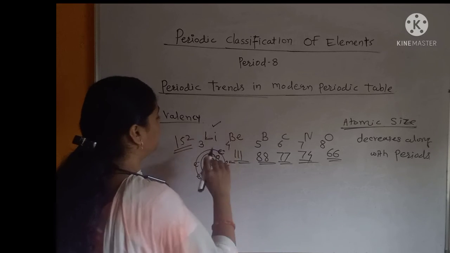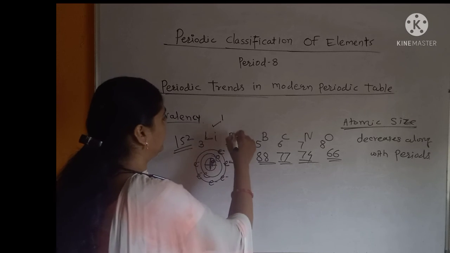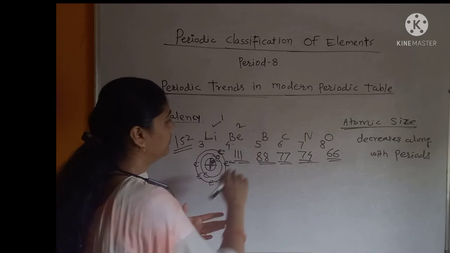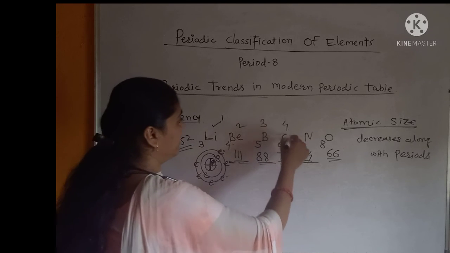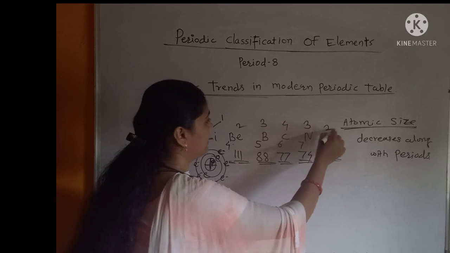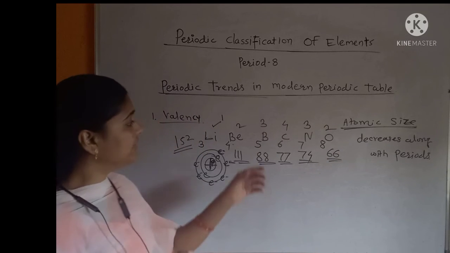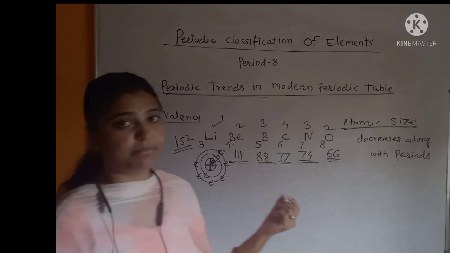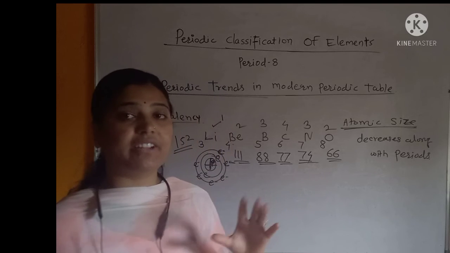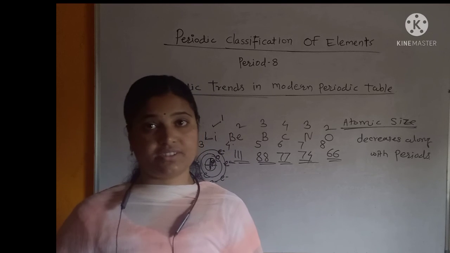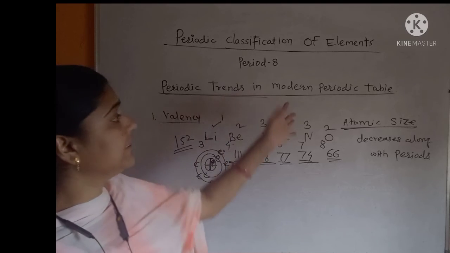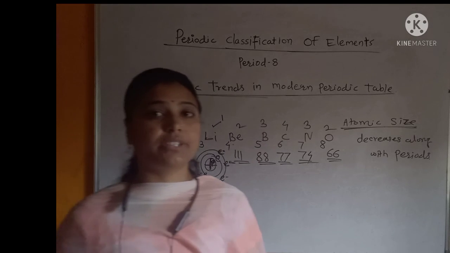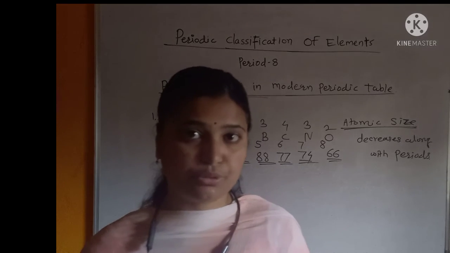When we see the valency, lithium shows valency 1, beryllium shows valency 2, boron shows valency 3, carbon shows 4, and it also shows 3 valency and 2 valency. When we see the atomic structure, as we already saw in the previous period, the valency variation also changes. So these are periodic traits in the modern periodic table, along periods and along groups.